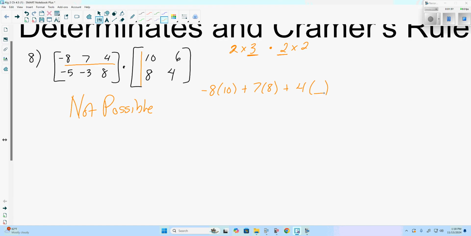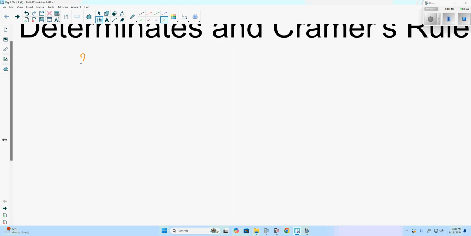Now the next one on that sheet, the first matrix is a 2 by 2, and we're multiplying it by a 2 by 1. Columns of the first does match the rows of the second, yes? So that works. And our new matrix is going to be a 2 by 1. 2 rows, 1 column.